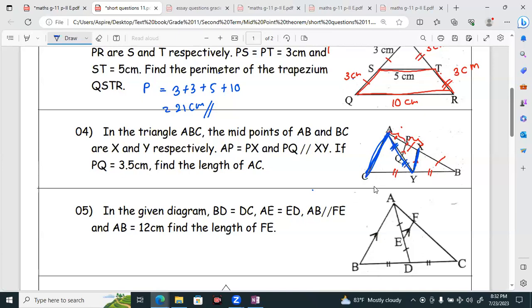It is the converse of the theorem. And it is given that PQ is 3.5 centimeters. That means we can identify that Q is the midpoint of AY with the help of the converse of the midpoint theorem. So PQ is 3.5 centimeters means XY equals 7 centimeters. Then we have identified that XY is the straight line segment which joins the midpoints of two sides of the triangle ABC. So it is half of AC. So AC equals 14 centimeters. Is this clear? එක පැහැදිලිද?